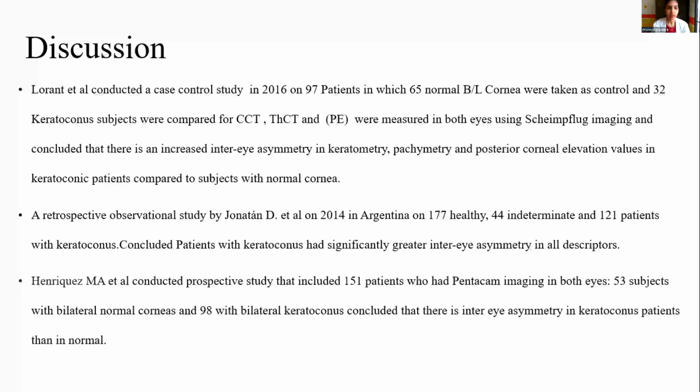A retrospective observational study was conducted by Jonathan D. et al. in 2014, where 177 healthy, 42 indeterminate and 121 patients with keratoconus concluded that the patients with keratoconus had significantly greater inter-eye asymmetry in all descriptors. Henriquez M.A. et al. conducted a prospective study that included 151 patients with Pentacam imaging in both eyes, 53 subjects with bilateral normal corneas and 98 with bilateral keratoconus, and concluded that there is more inter-eye asymmetry in keratoconus patients than normal cornea.